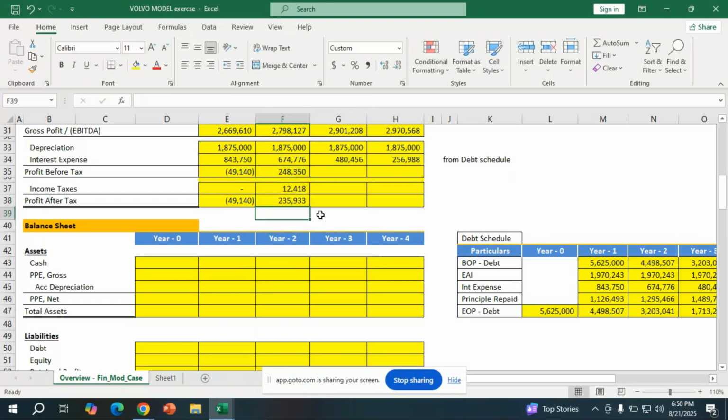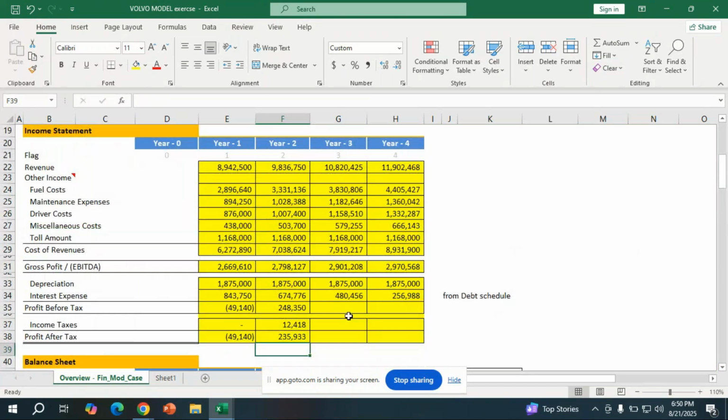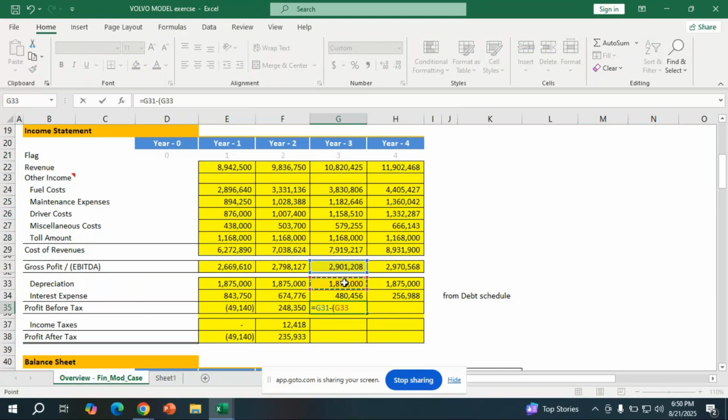Next, same procedure. PBT equals to GP minus, in the brackets, this plus this.